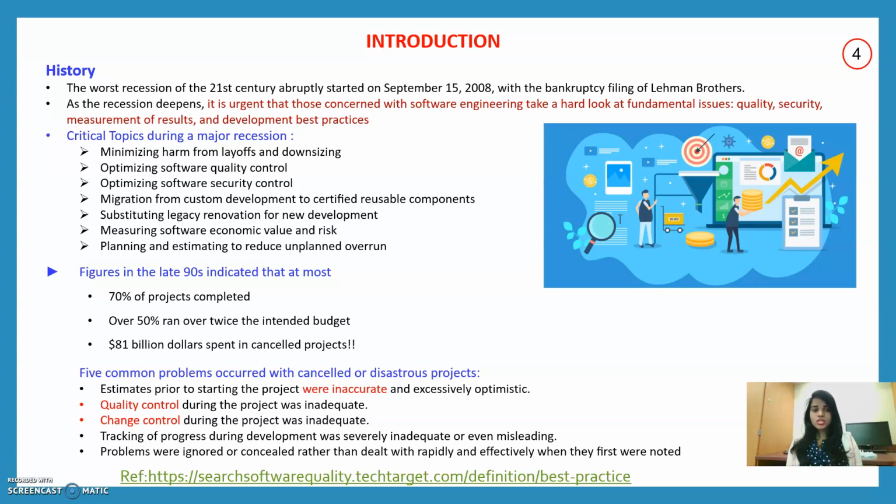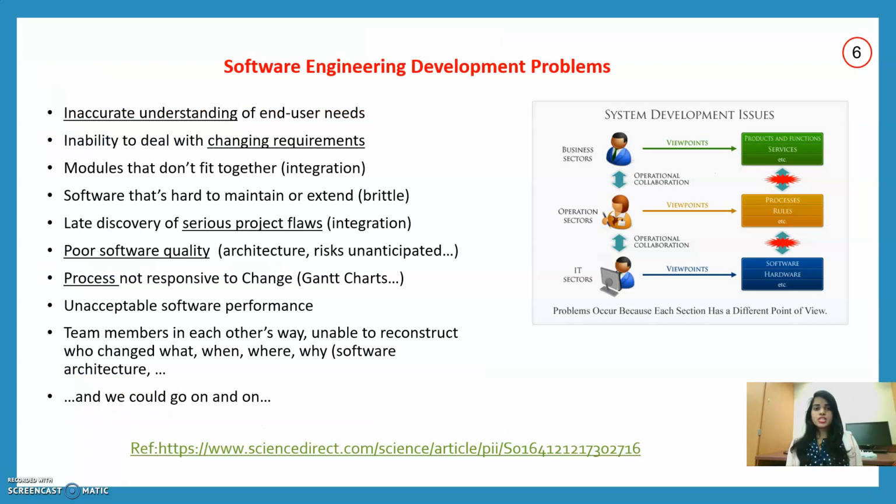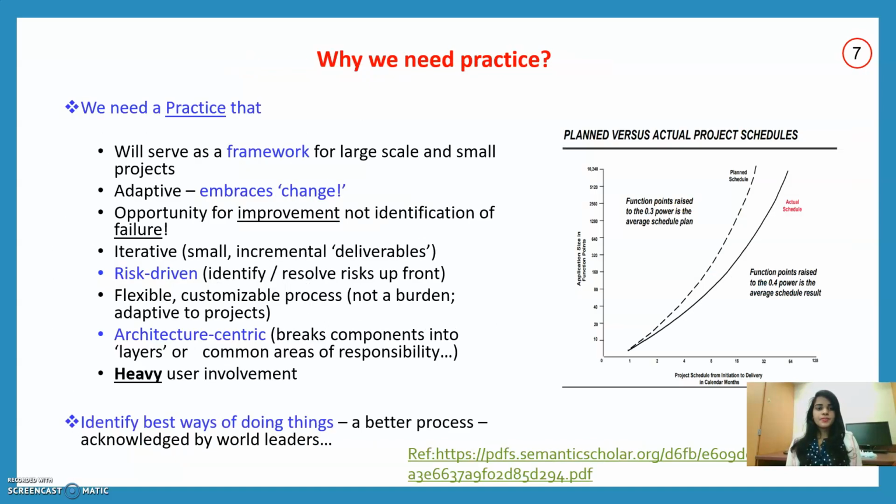Change control was also inadequate, and these are software engineering development problems: inaccurate understanding of end user needs, inability to deal with changing requirements, modules that don't fit together. These are all software engineering development problems. And first of all, why do we need practice?